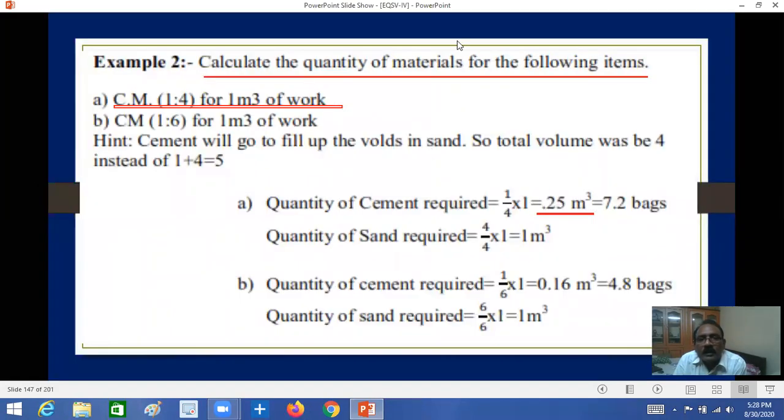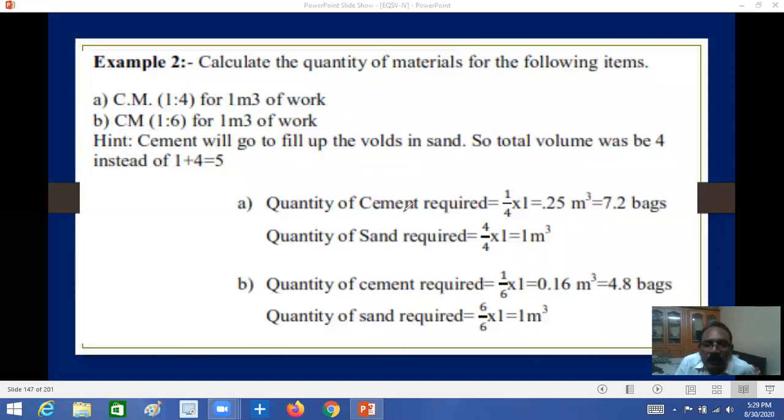See here, the cement quantity required is 7.2 bags. Similarly, the quantity of sand required is 4 into 1/4, that is 1 cubic meter of sand required for 1:4 mortar for 1 cubic meter of work.